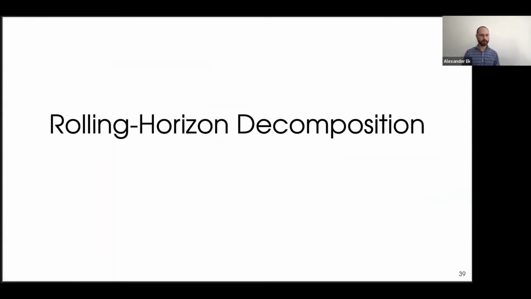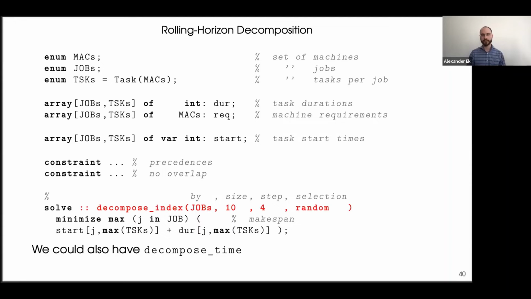Right, and then also let's quickly look at rolling horizon decomposition. So let's look at our job shop example again, but instead of making this an online, dynamic problem, let's just say we have a huge job shop scheduling problem, and we want to use rolling horizon as a metaheuristic, or whatever the word is for it. Then the idea is that we should be able to annotate the solve keyword there. We want to decompose it by index.